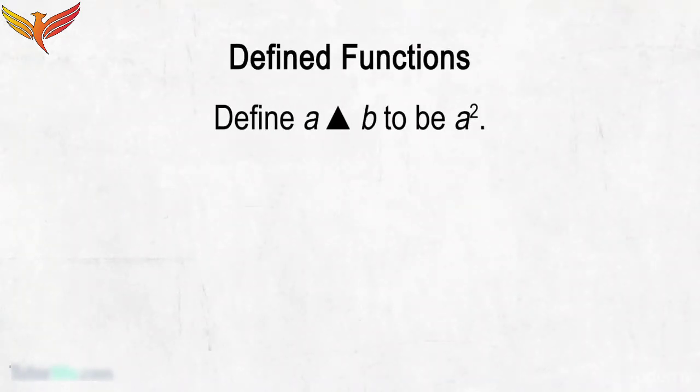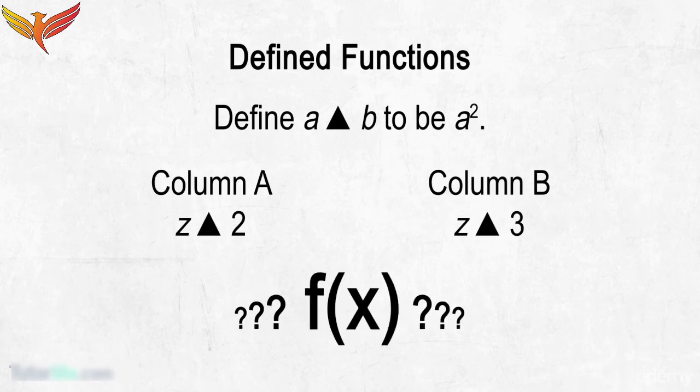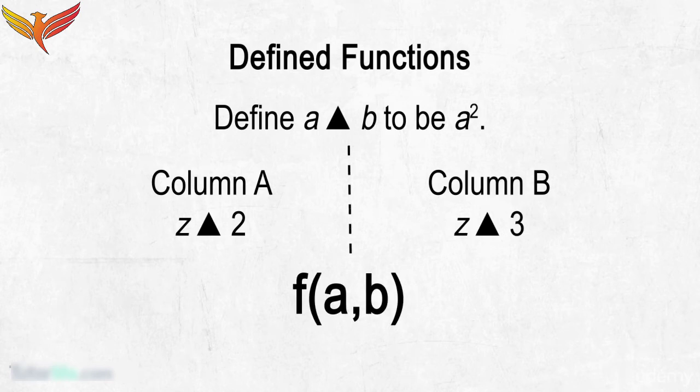Define a triangle b to be a squared. You may be wondering how defined functions differ from the f of x functions we just covered. They don't. They are the same concept. The function could be rewritten as f of a and b. The purpose of defined functions is to see how well you can adapt to unusual structures. Once you realize that defined functions are evaluated and manipulated just as regular functions, they become much less daunting.